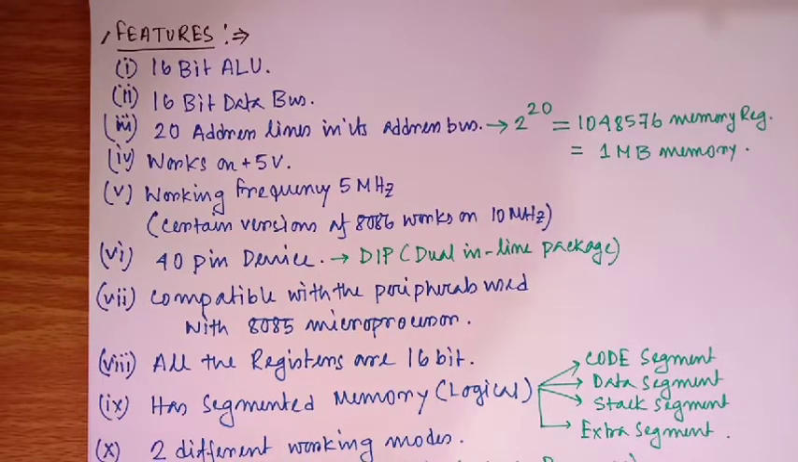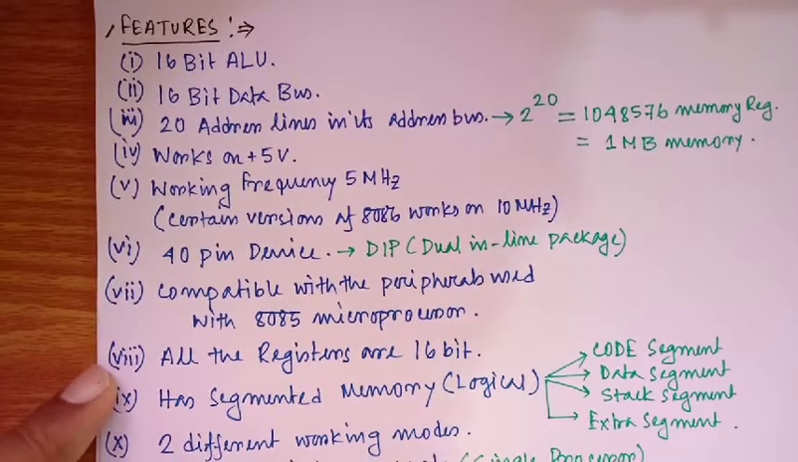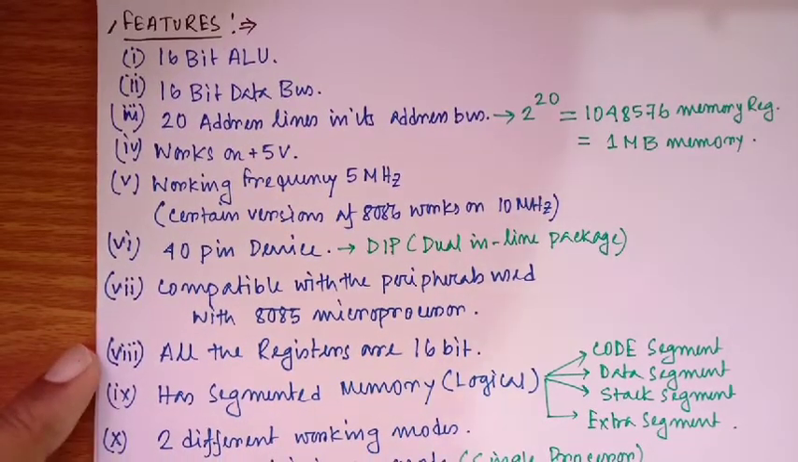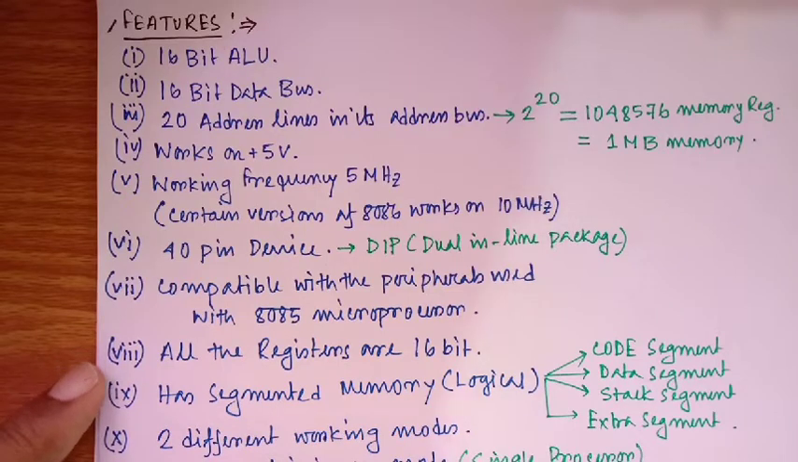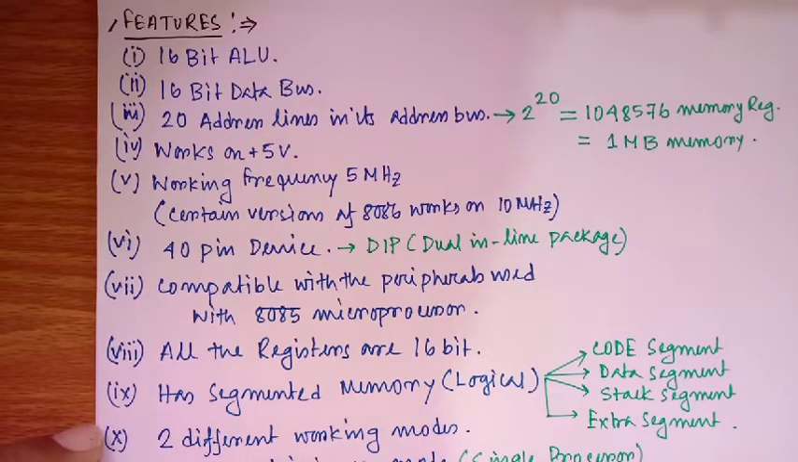Now it's a 16-bit processor, so these 16 numbers might appear here as a coincidence, but it is not. It's a 16-bit processor whose word length is 16. It has a 16-bit ALU. Its data bus is also 16 bits. That means its data bus has 16 lines through which data can flow. That is why it has a 16-bit data bus.